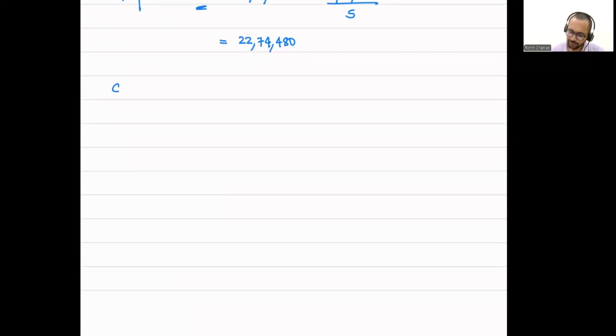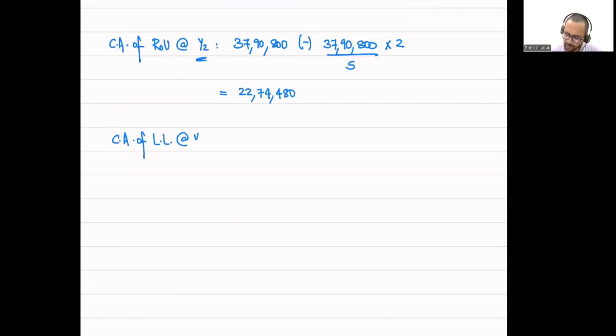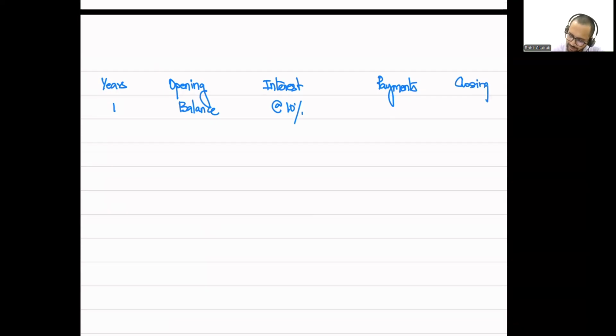I similarly also have to calculate the carrying amount of lease liability at the end of year 2. For this, I am going to prepare the lease liability schedule. So I will be having years, and then I will be having opening balance. I will have interest which is calculated at 10 percentage. I then reduce payments to get closing balance. All right. So we've got 4 columns.